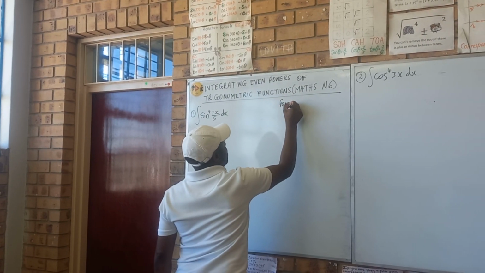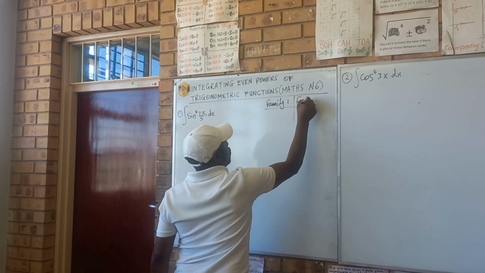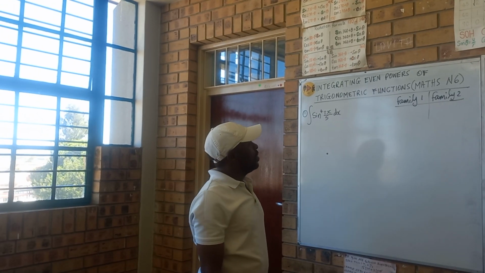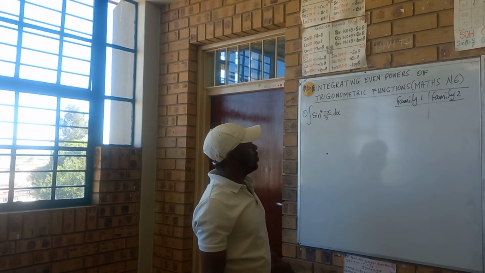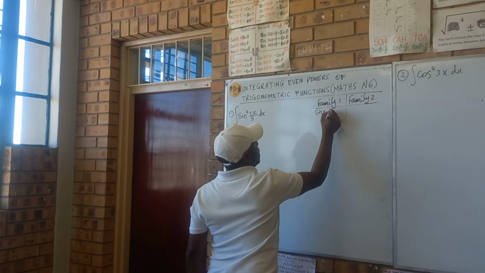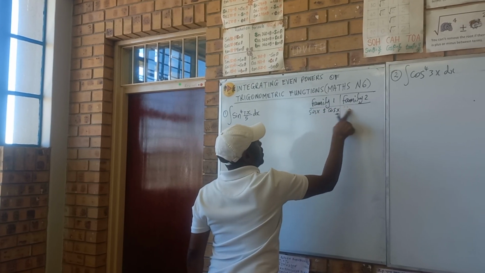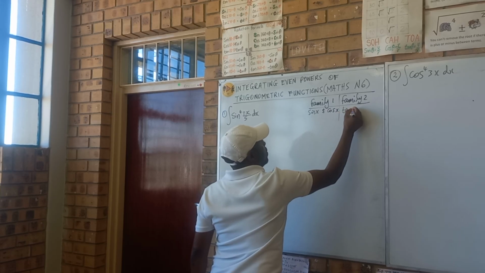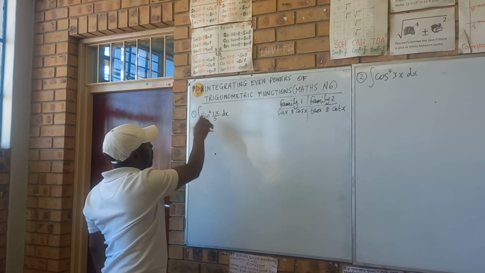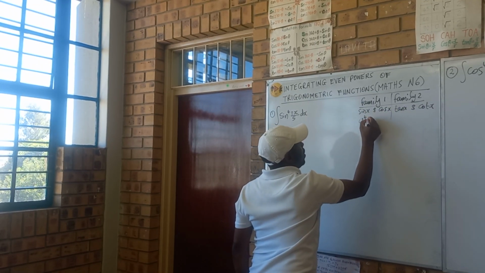I just call it family number 1 and family number 2. So the two families will depend on how I am breaking down the power of the trigonometric function to the lower power. So family number 1 is the family of sine and cos, and family number 2 is the family of tan and cot. So if I'm dealing with the power 4, for the first family, for sine and cos, this is how I break it down.